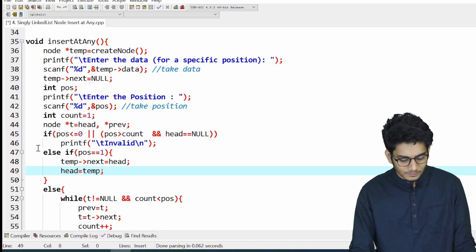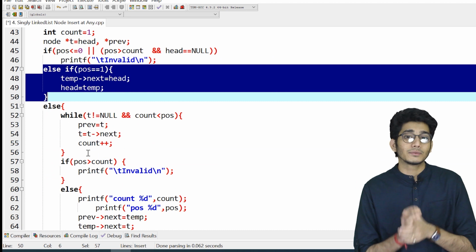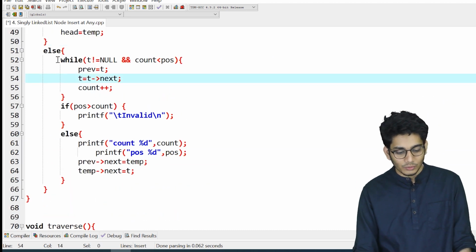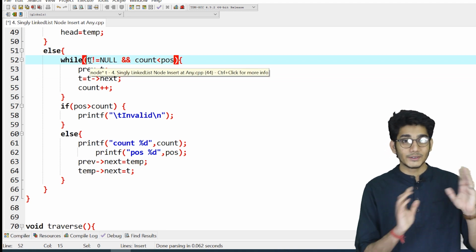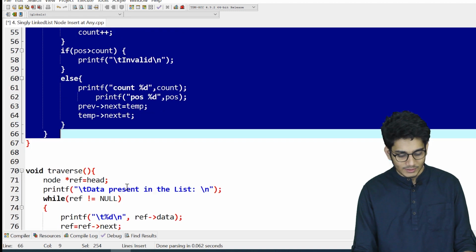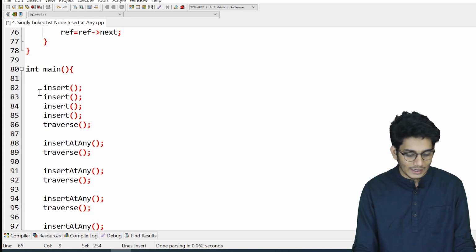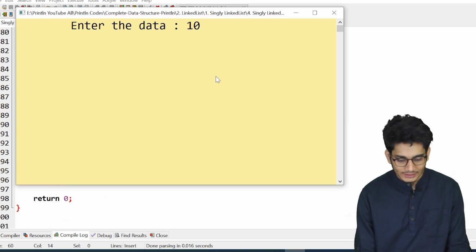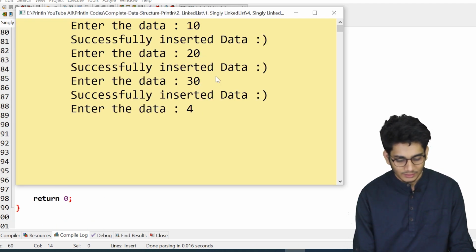This is the position equals to 1, it means we are inserting any value at position 1, and this is the logic. We'll also discuss the difference between t and t next. We have also discussed this logic, and these are the traverse functions. So at first, let me compile this code. At first we'll enter 10, 20, 30, 40.